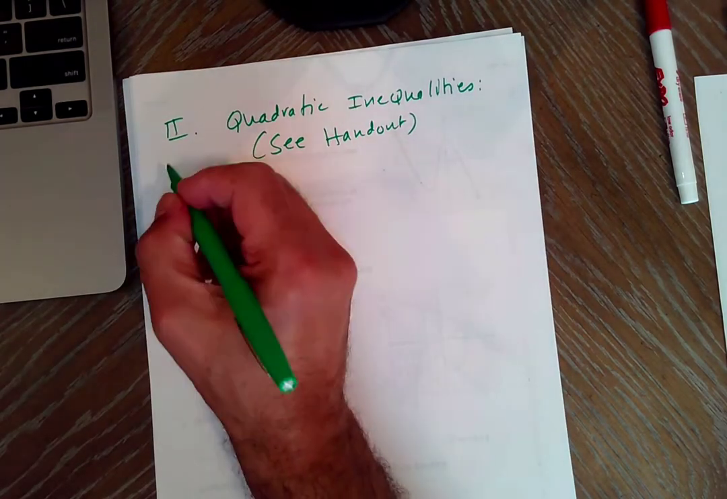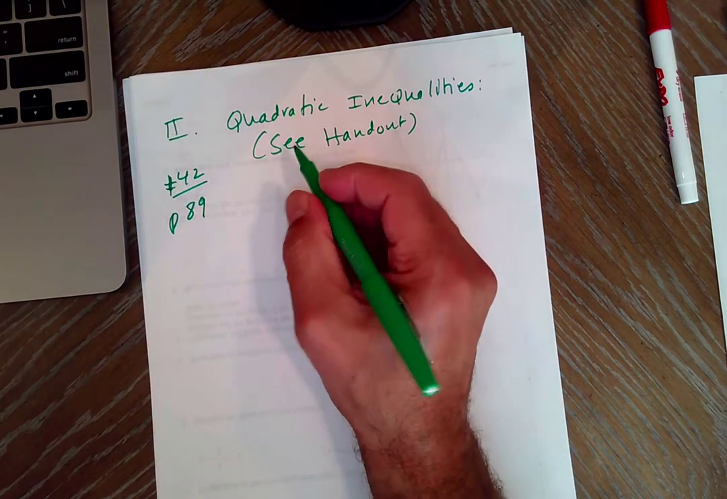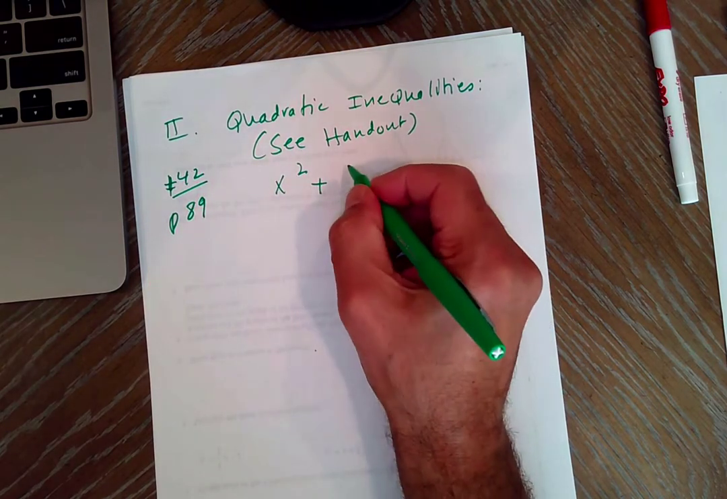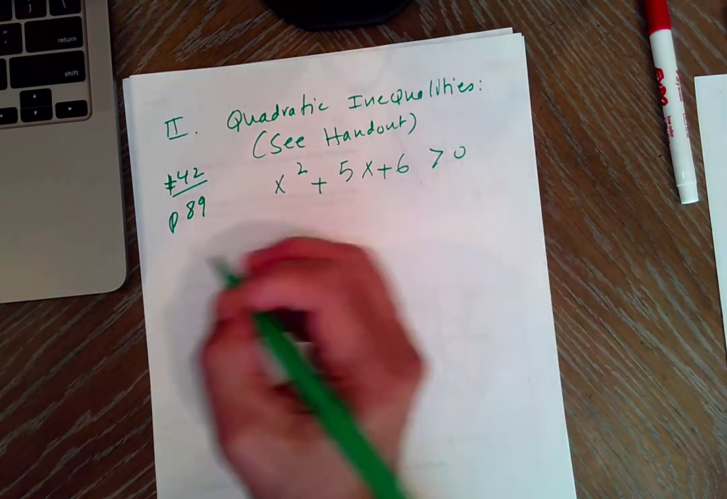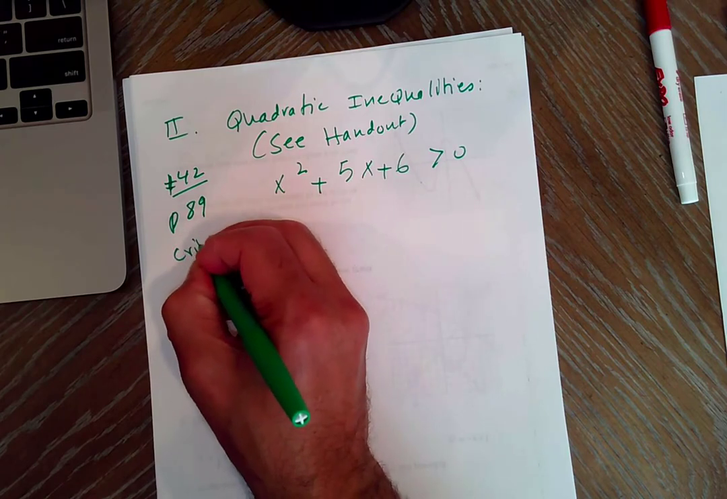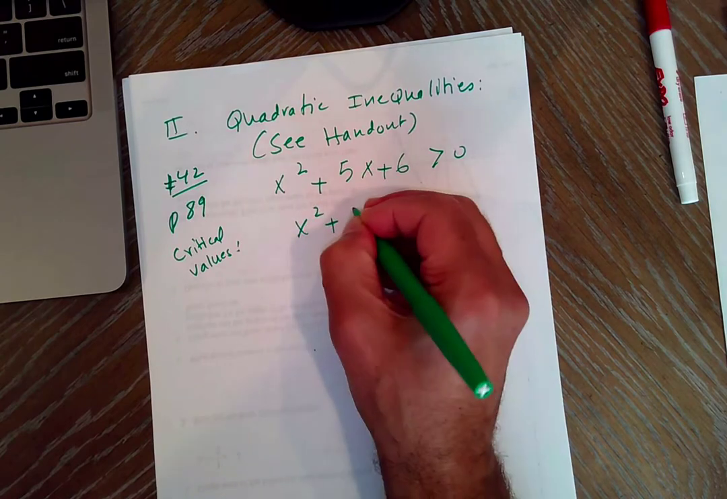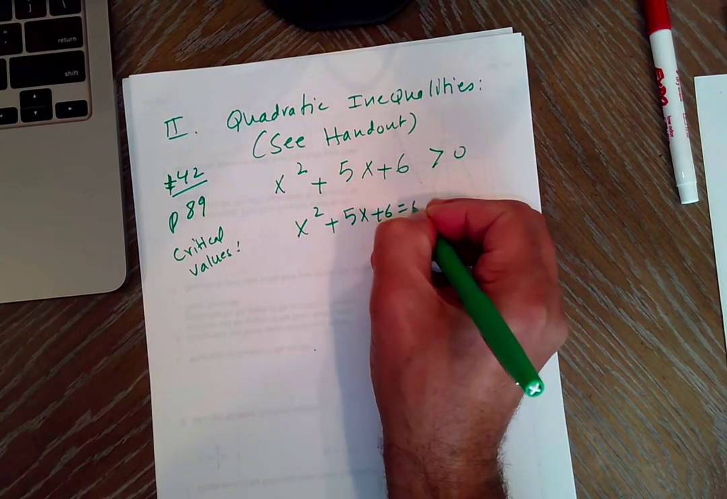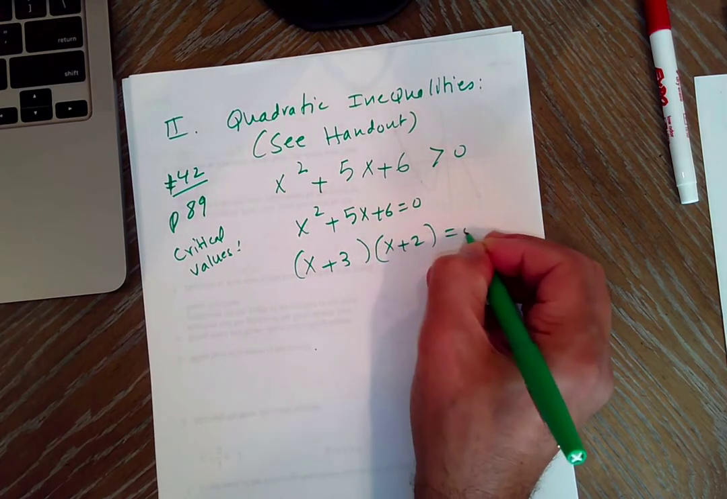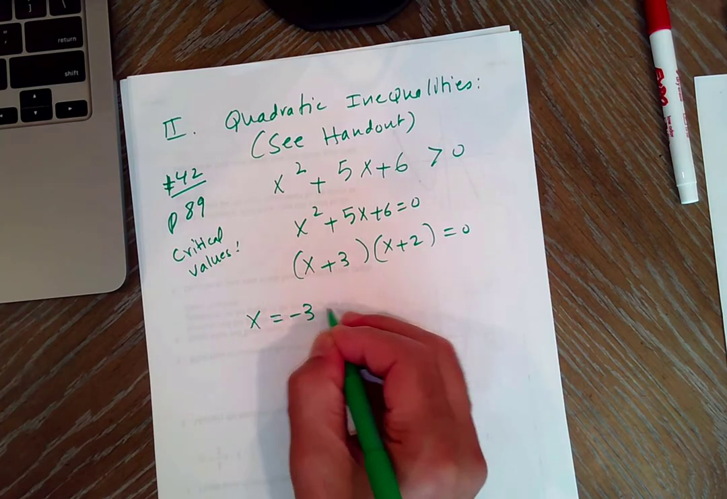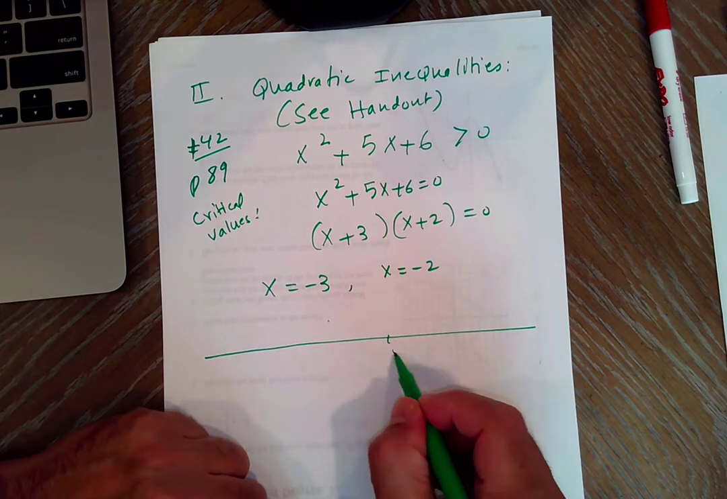Since it's a review, that's what I'm going to do. So here's an example just to explain all these steps. Page 89, number 42: x squared plus 5x plus 6 is greater than 0. The first thing we want to do is find what we call critical values by setting the equation equal to 0 and solving the quadratic equation. Luckily this factors into x plus 3 times x plus 2. We set each factor equal to 0 to get two critical values. Now these are not solutions. We will use them to get our solutions.